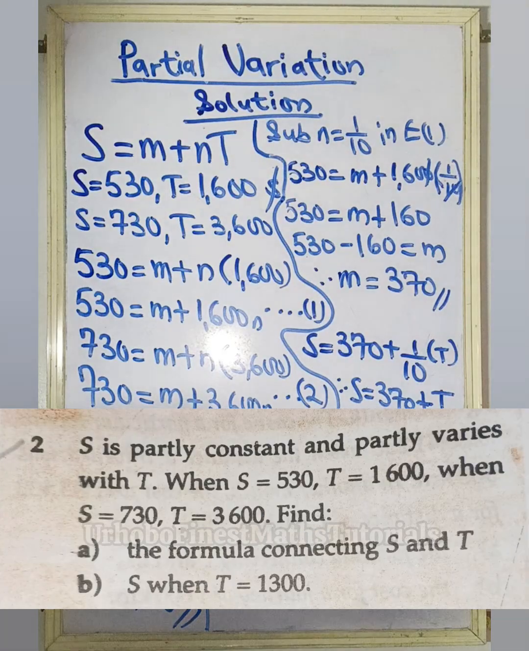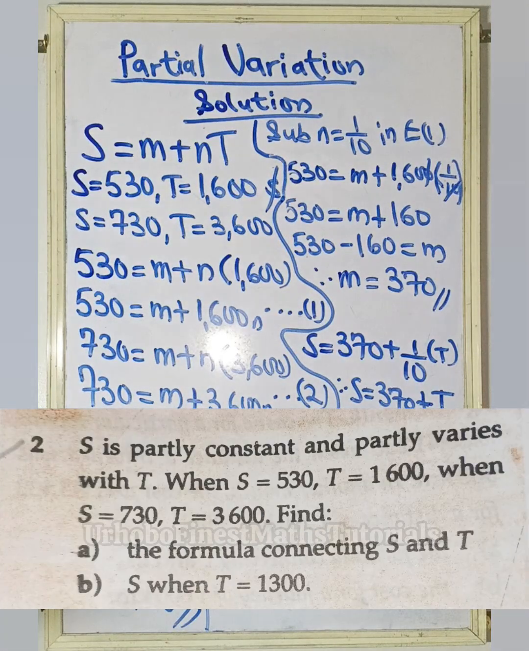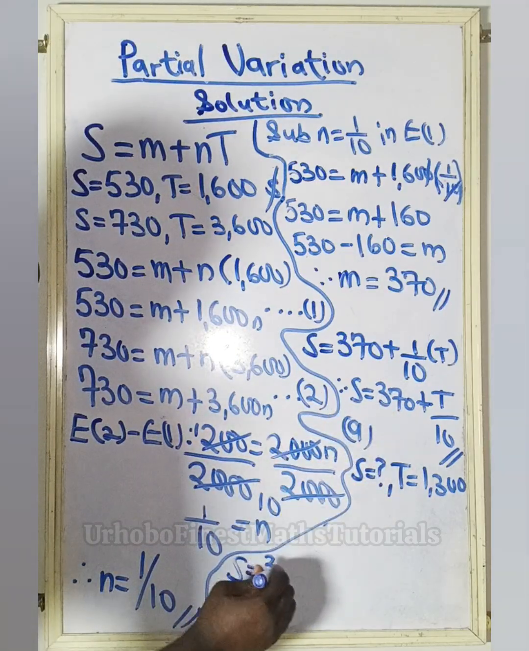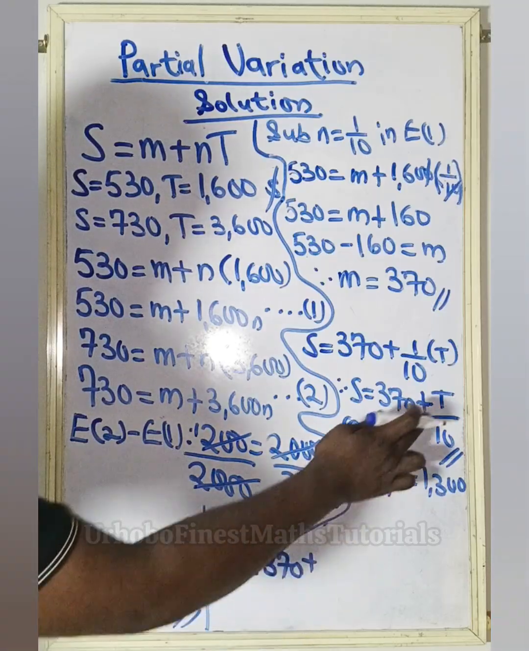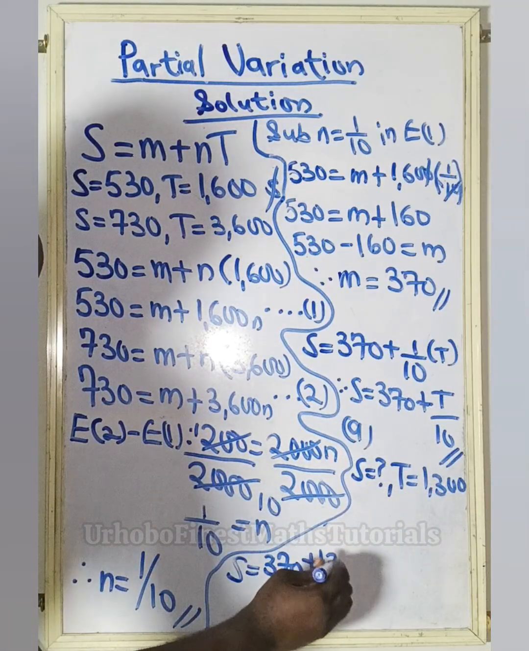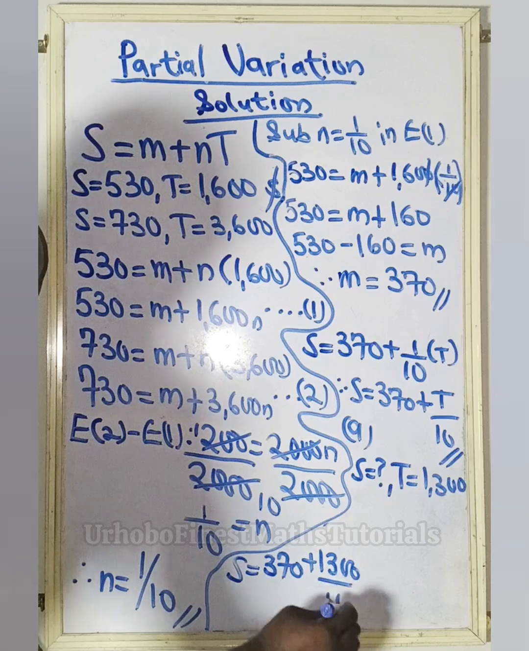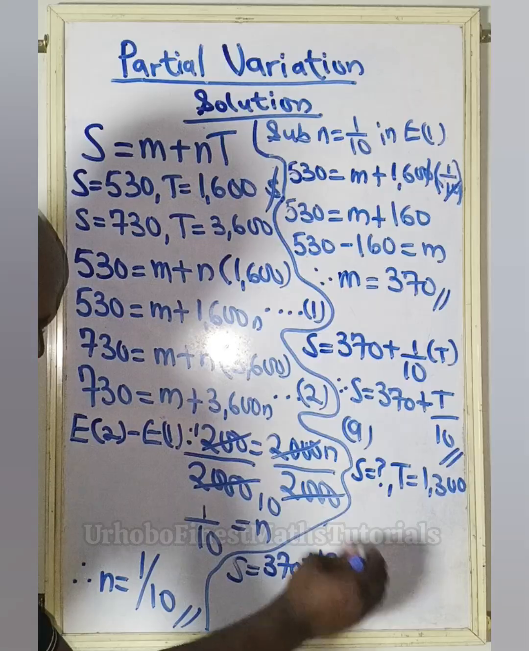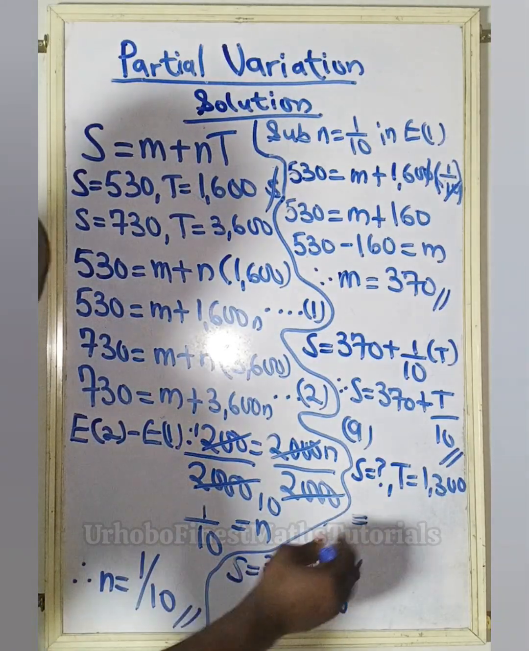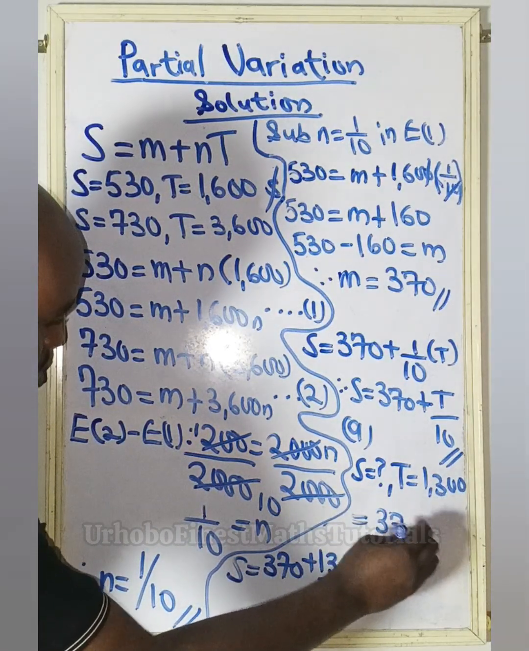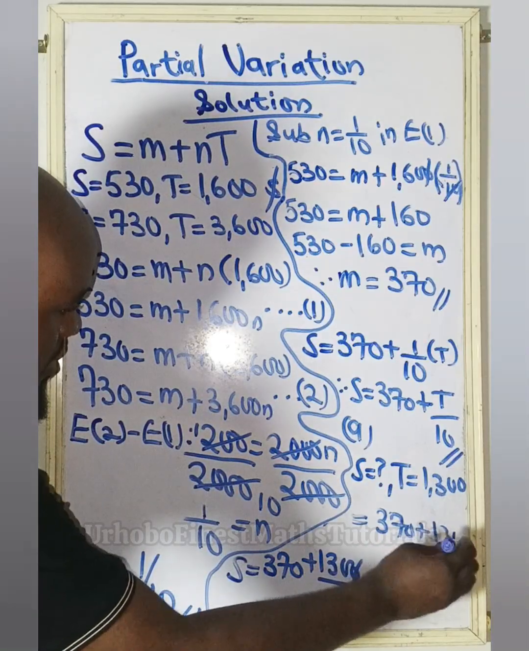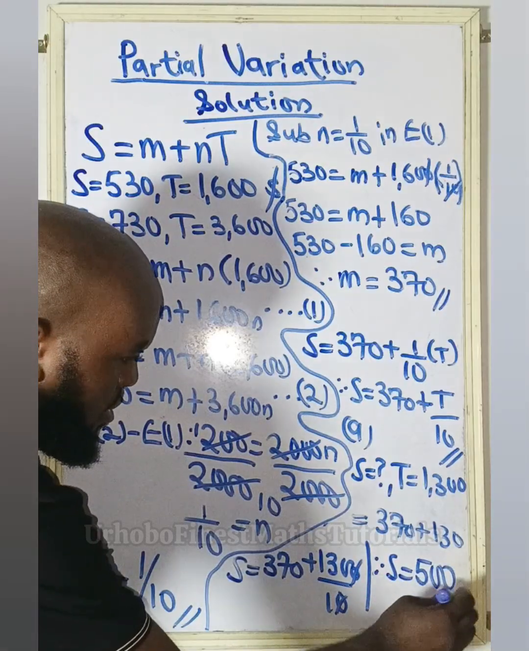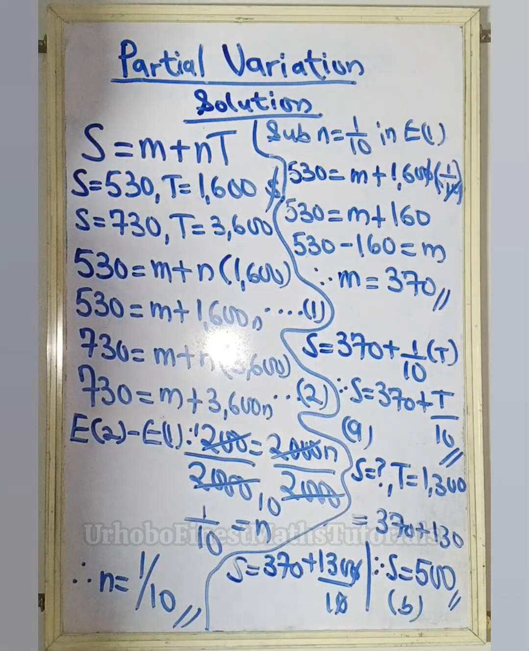Part B of the question says, find x when t is 1300. So you come down here, that will be s equals 370 plus, whenever you see t, you write 1300, divided by 10. This 0 and this 0 will cancel out. So it becomes 370 plus what you have left, which is 130. Therefore, s equals 500. This is the answer to question B. Thank you very much.